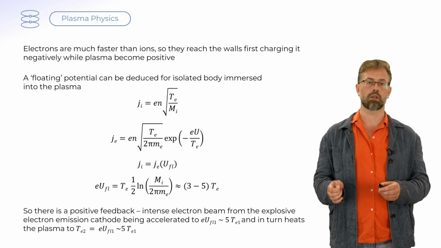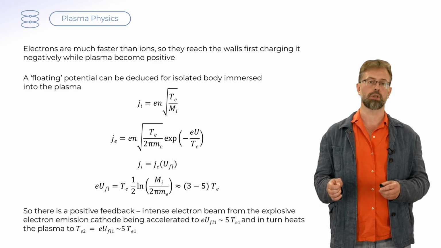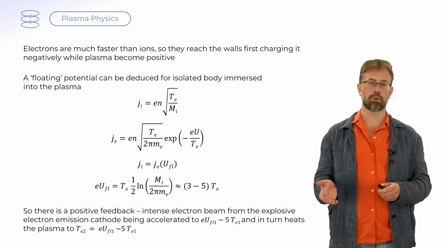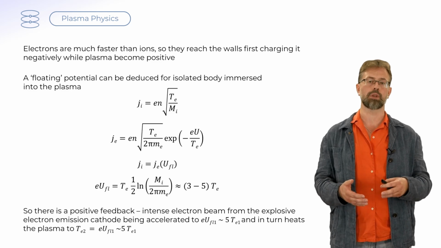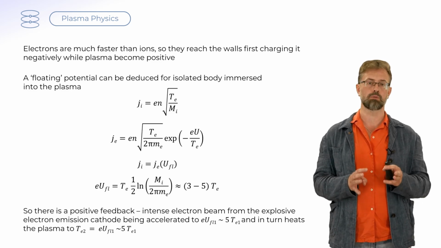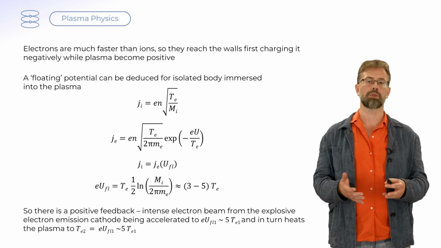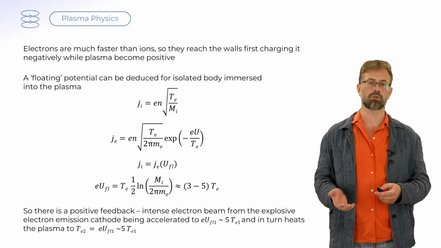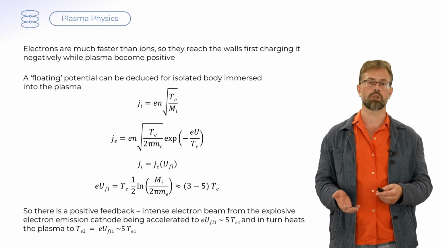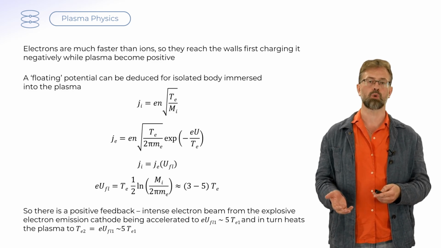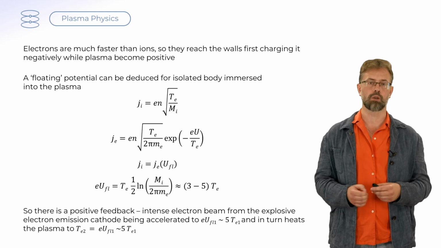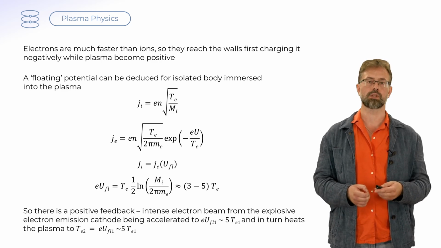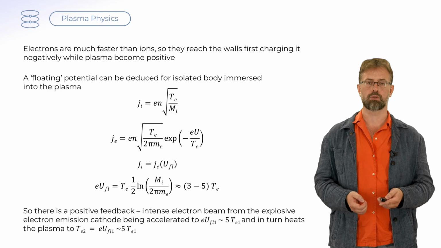So the strong electron beam emitted from the cathode is accelerated to 5 electron temperatures and drives this directed motion into the new temperature. So it's positive feedback between acceleration and potential growth. As is obvious, it occurs until the heavy component, the ions, is accelerated away from the plasma. So it is a transient event, of course.